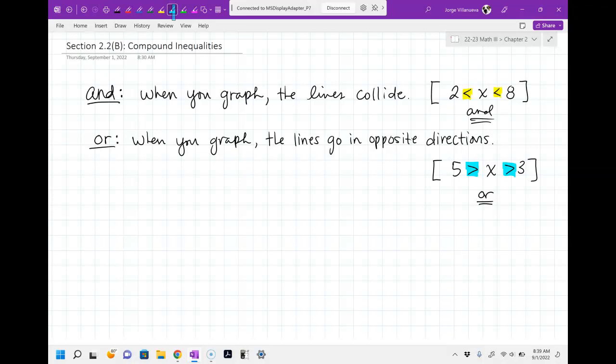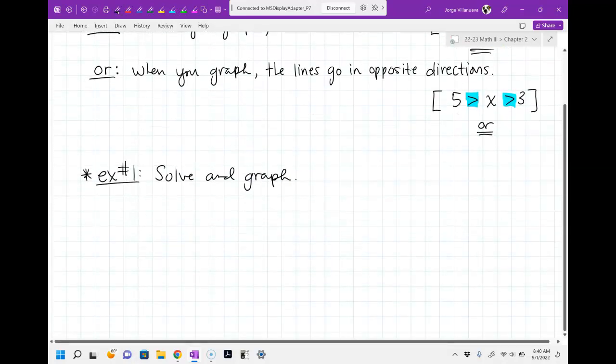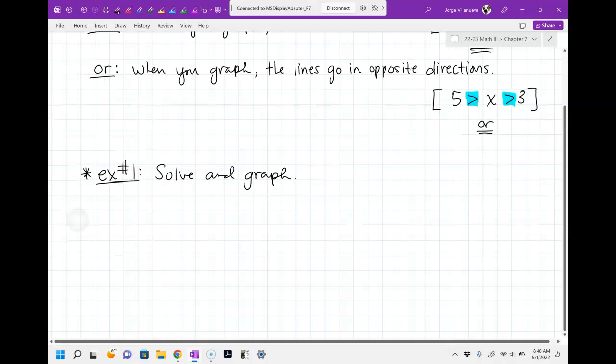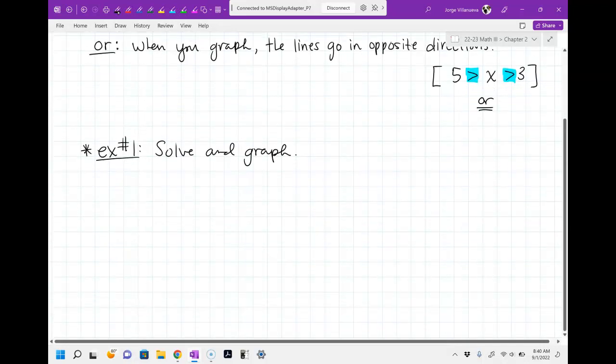So right now I'm going to show you what these problems look like. We'll start off with some that are pretty obvious, where they say or and. Then we'll do two where it's not so obvious. They're not going to literally say or and. They're just going to be symbols, and we get to figure it out. So here we go. Example number 1. We're going to solve and graph. You're going to notice when I do these problems, I tend to use a lot of colors when I do my graph.